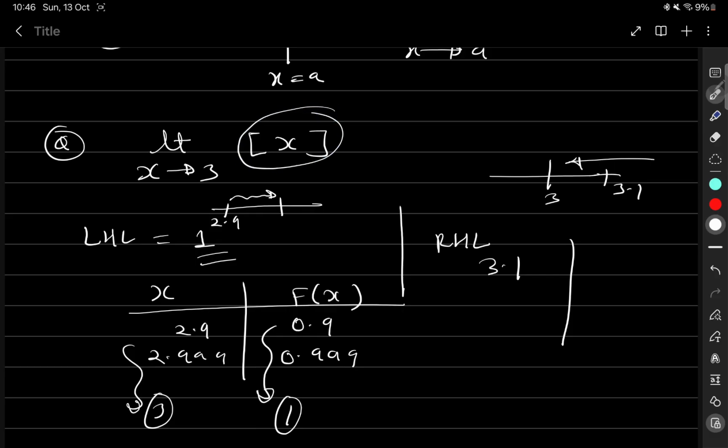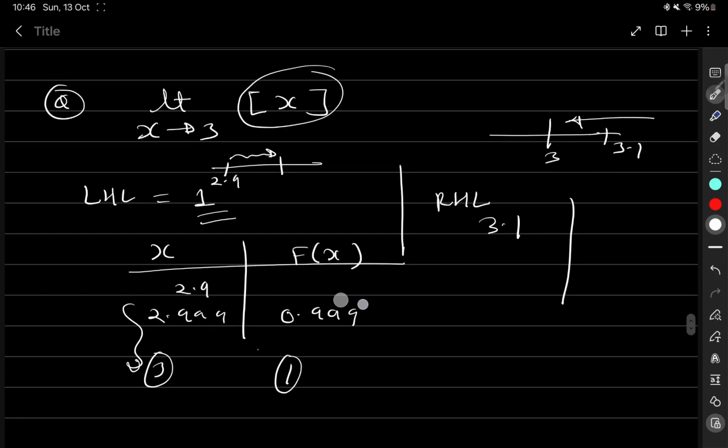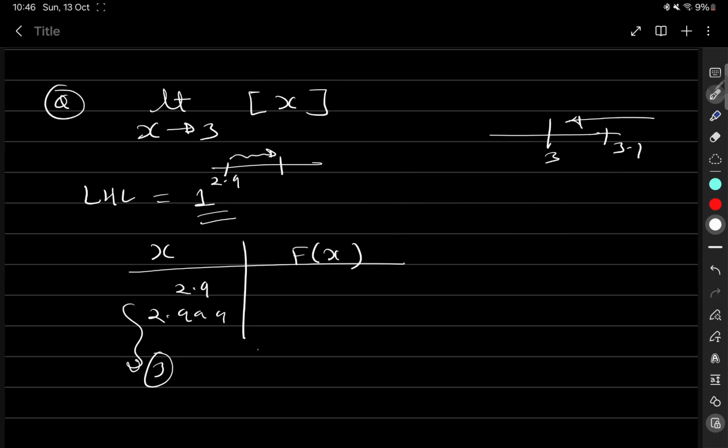This is not a fractional value. This is the greatest integer now. This one is greatest integer of x. This is not a fraction part of x. So for greatest integer, for 2.9 I'll get 2, for 2.99 I'll get 2, for 2.99999 I'll get 2.